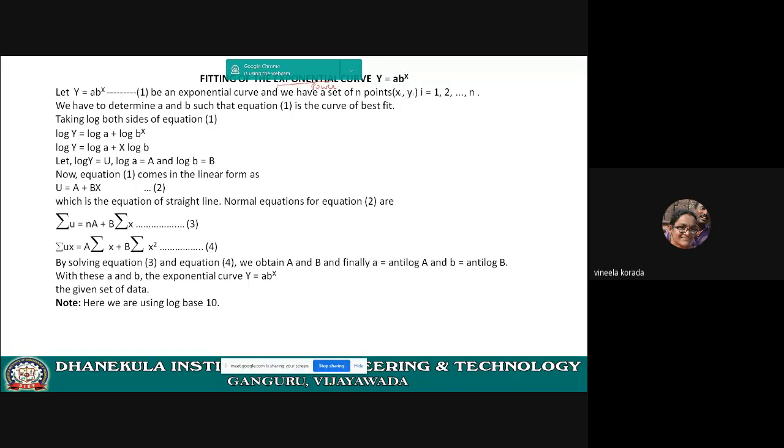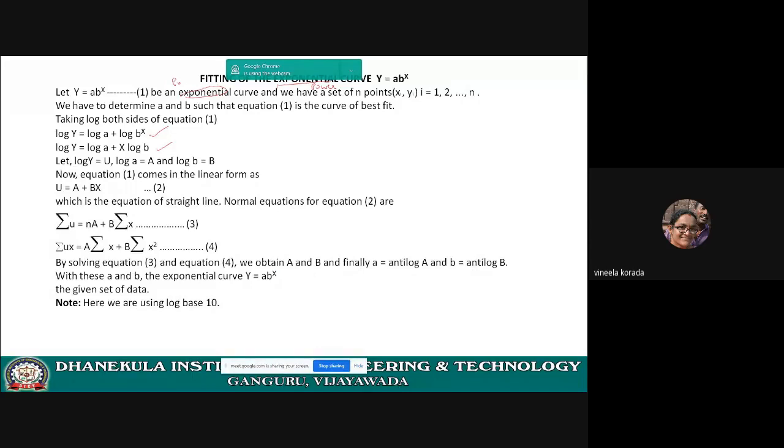Here also the same pattern. So you need to apply logarithm on both sides. So you have log y is equal to log a plus log b power x. It is of the form log a power m, so m into log a must be written. So I have written x log b. So log y is equal to log a plus x log b. So this is also a power curve.